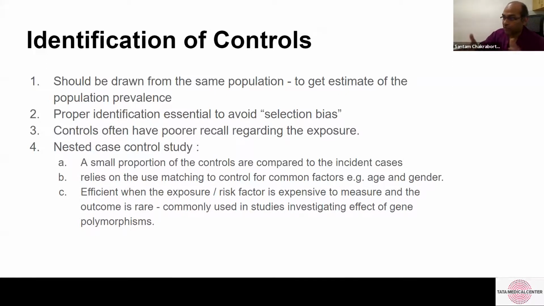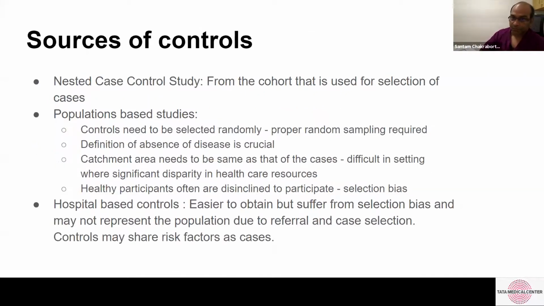So you'll have a cohort in which you will have a nested case control study. What are the sources of controls? In a nested case control study, as I mentioned, it is from the cohort. In population-based studies, controls need to be selected randomly, and therefore proper random sampling is required. This is extremely important. Please remember that whenever you are doing sampling, it is extremely important that the sampling frame is determined. What does this mean?